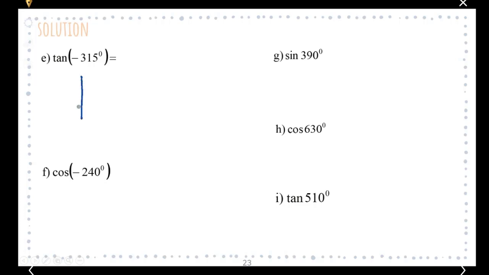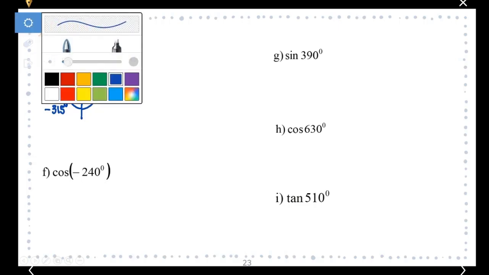First we're going to sketch the angle so that we know which quadrant it falls in. For negative 315, negative means we follow clockwise: negative 90, negative 180, negative 270. So it falls on the first quadrant. Since it falls on the first quadrant, the answer will be positive tangent, because the first quadrant belongs to All.